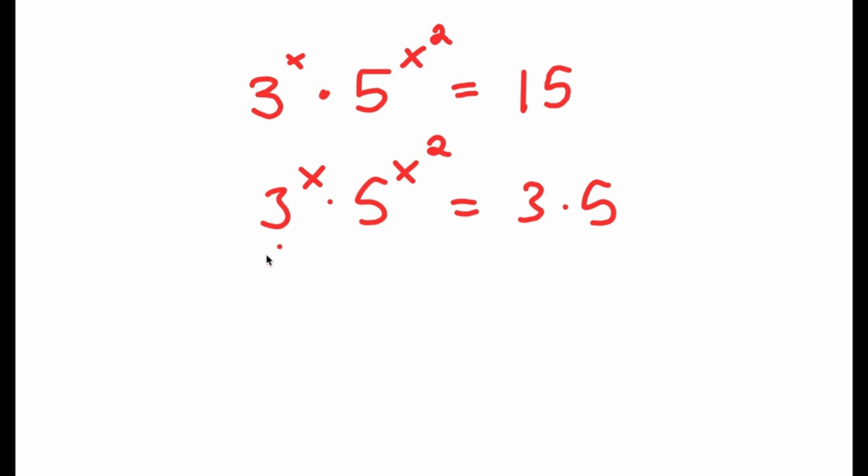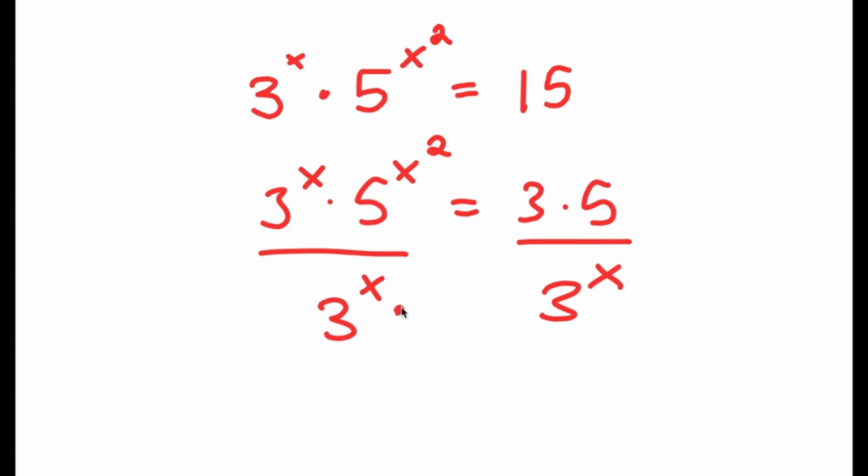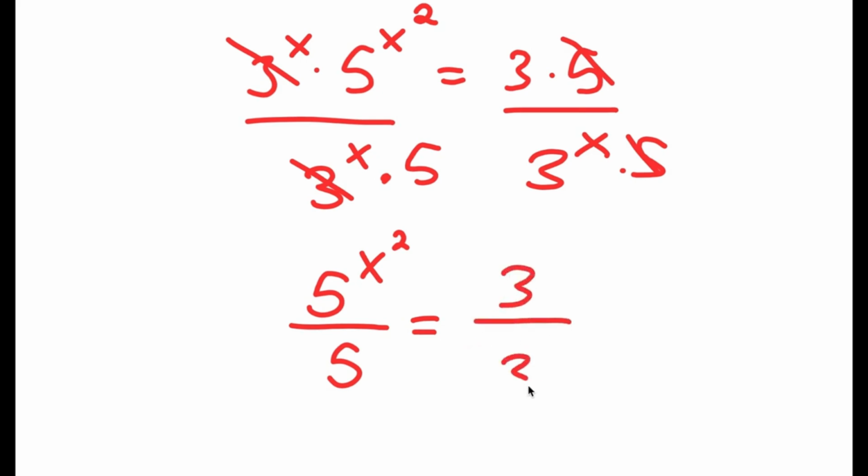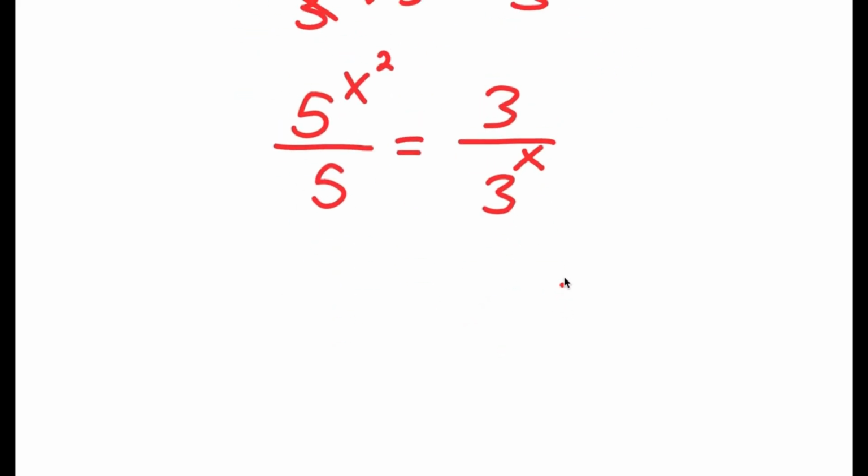Now, I'm going to divide both sides by 3 to the power of x, as well as 5. So then, for my left-hand side, both the 3 to the power of x's cancel out. For my right-hand side, both the 5's cancel out. So now I get 5 to the power of x squared over 5 is equal to 3 over 3 to the power of x.